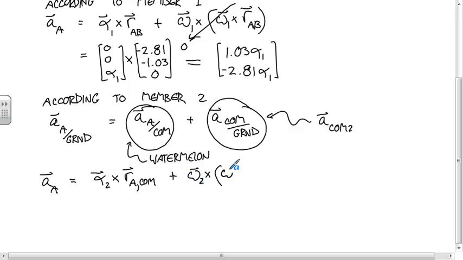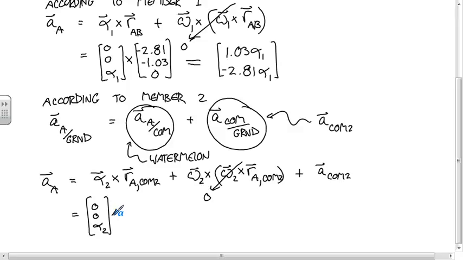Plus omega 2 cross omega 2 cross RACOM. I guess really I should write this as COM2. This whole thing goes away. And then the relative motion equation says don't forget to add on ACOM2. So you get 0, 0, alpha 2 crossed with, what is this numerically, this vector 2A from the center of mass of 2? Negative 1.41, negative 0.5, or positive 0.51.